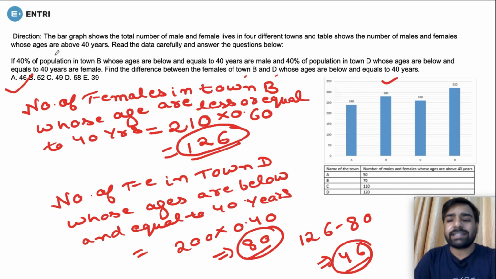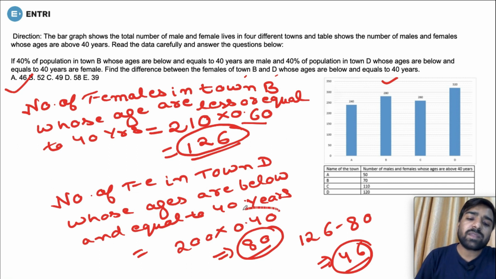So let's again discuss this question. What they were saying: 40% of the population in town B whose ages are below and equal to 40 years are males. Now since they have told that 40% of the people are male, this means 60% of the population would be female, isn't it? And 40% of the population in town D whose ages are below or equal to 40 years are female. So they have told that 40% are female. So here we will apply 40% and it was 60%.